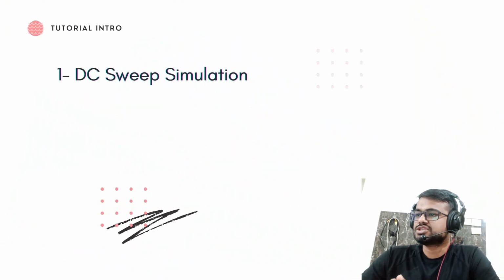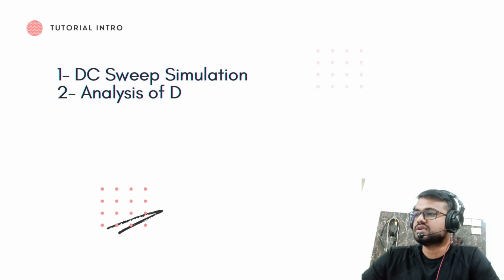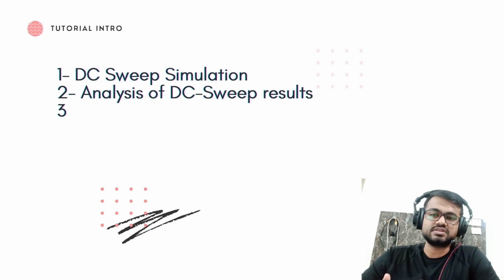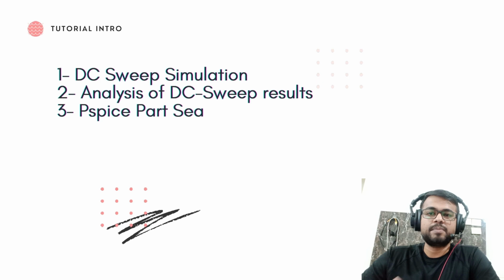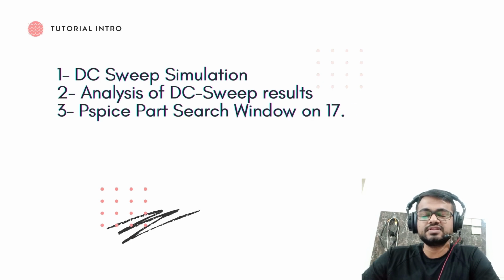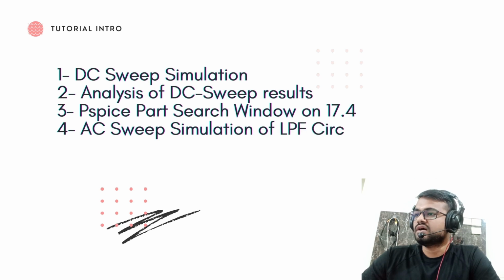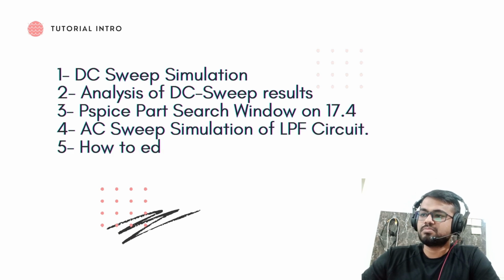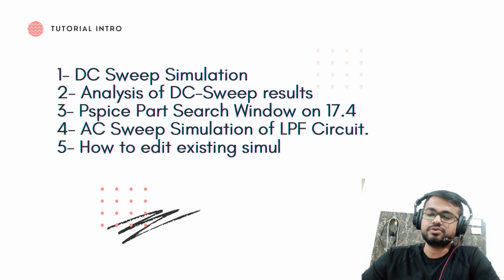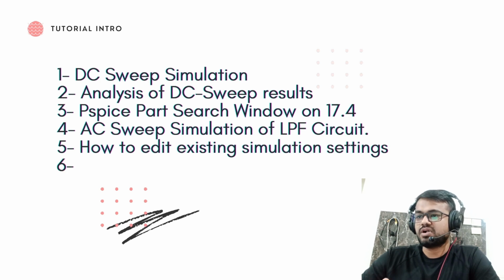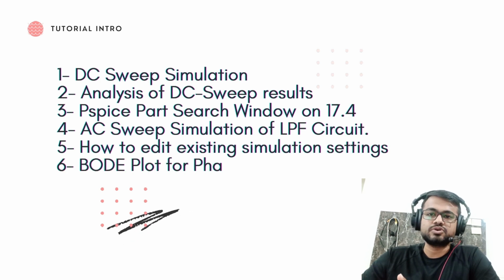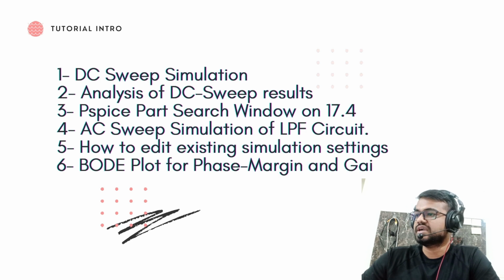So the first topic we'll cover in this tutorial is DC sweep simulation for a simple circuit. Then we'll see its results or its plots, and we'll pick particular values and see how to extract values from a DC sweep plot. Third, we'll discuss the PSpice part search window. That is again a new part search window on 17.4, and I'm going to show you that as well.